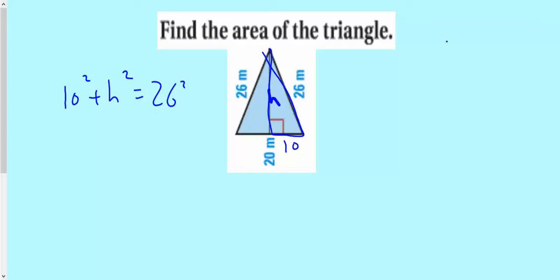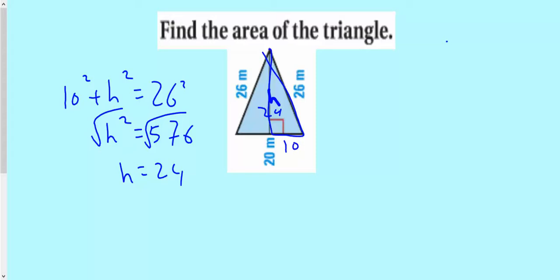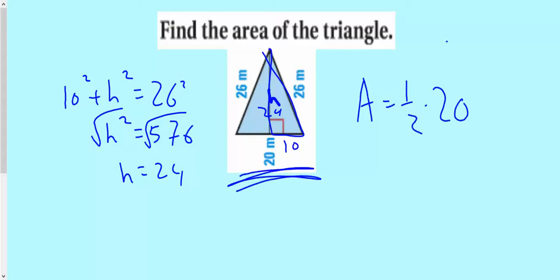Notice we're only working with this triangle right here to find h. So 26 squared minus 10 squared, using my calculator here for this, is 576. And that's a perfect square. 24. So the height's 24. Now when I'm finding the area of the triangle, I'm going to do 1/2 base. The base is 20. And I just found the height. The height is 24. So half of 20 is 10. 10 times 24 is 240, and that would be the area.